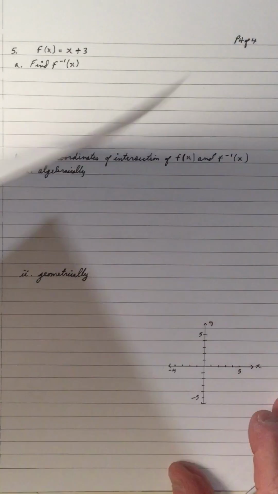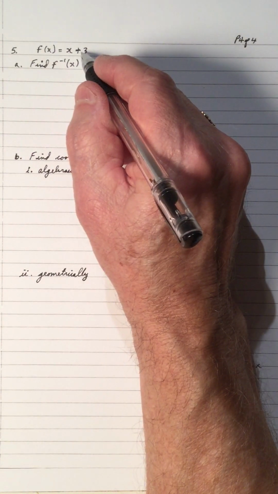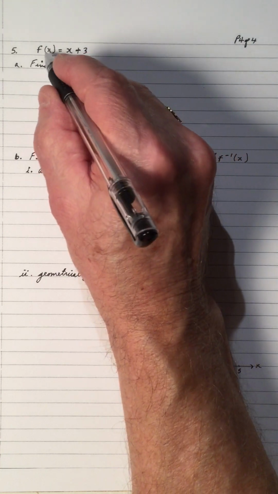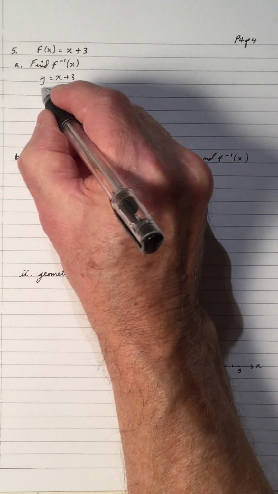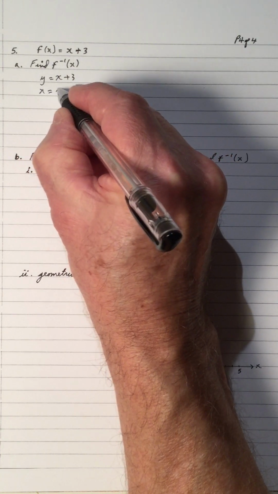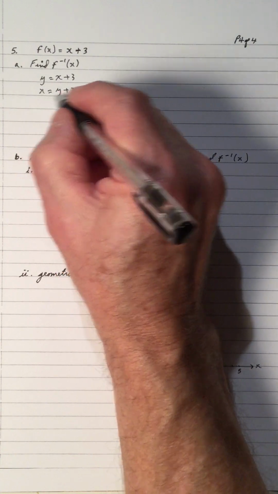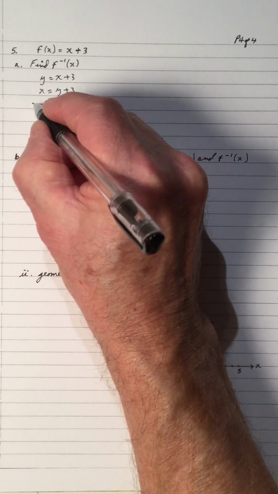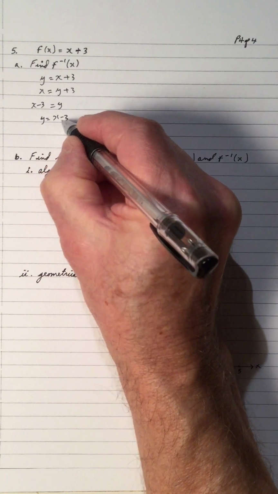Okay, let's continue. Now we have the final one. The f of x is equal to x plus 3, a linear function. And so we have to find the inverse. The f of x is a y. Change the y to an x and an x to a y. I've got two choices: I can leave the y where it is and go x minus 3. So y equals x minus 3.